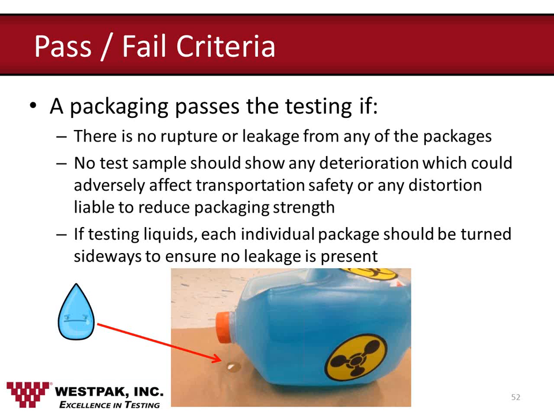So now, at the end of the day, how do you know if your package system passed or failed? Your package system passes if it meets the following criteria. 1, there's no rupture or leakage from any of the packages. 2, no test samples should show any deterioration which could adversely affect transportation safety, or any distortion liable to reduce packaging strength. Let me give you an example of that.